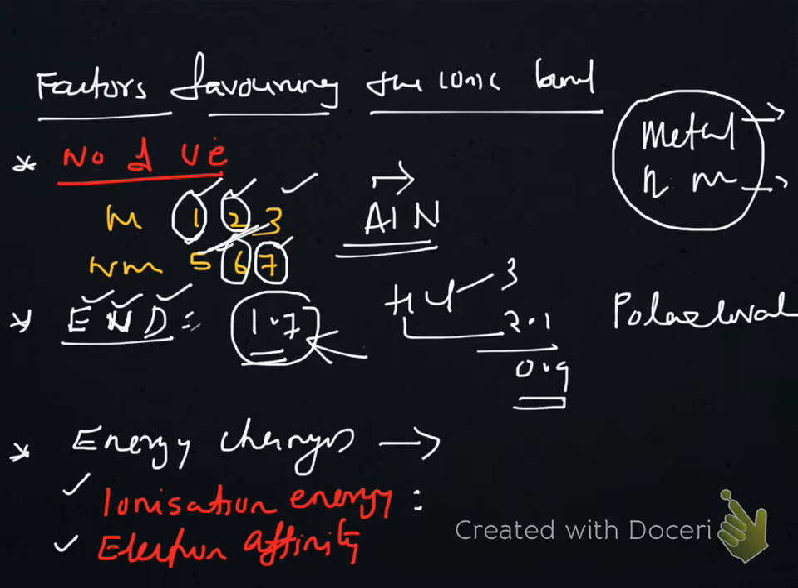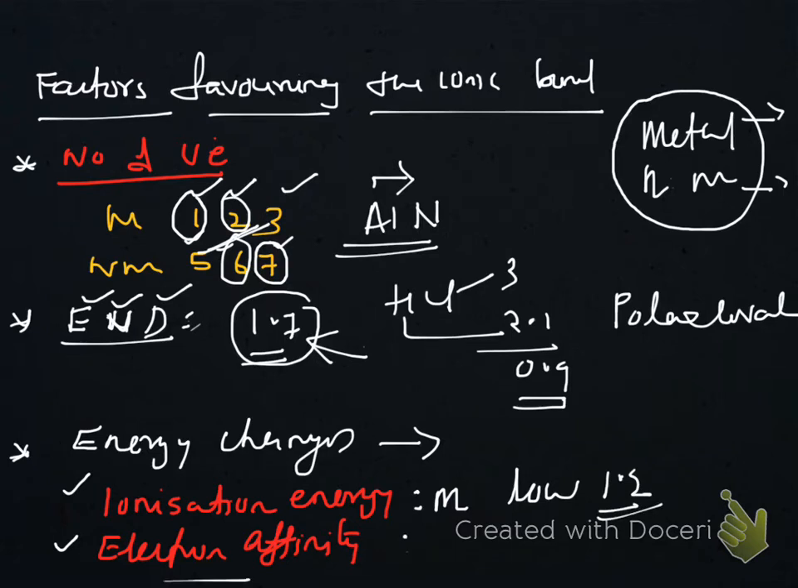Ionization energy of the metal should be low so that it can easily donate its electron. If the metal possesses high ionization energy, removal of electron will become in trouble. So we prefer the metals having low ionization energy for forming ionic bond.